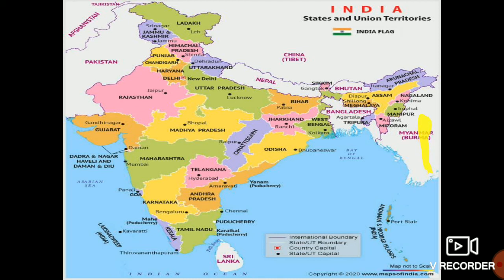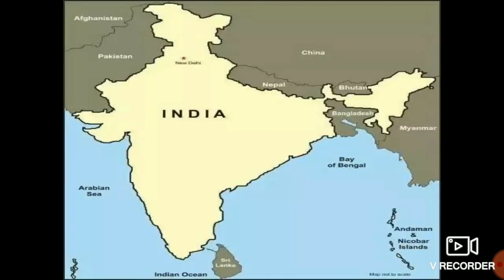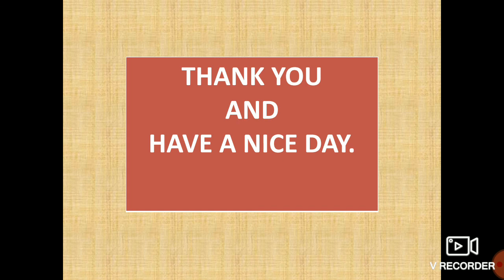If I talk about Myanmar, which was earlier known as Burma, then Arunachal Pradesh, Nagaland, Manipur and Mizoram have common boundaries with Myanmar. Here it is written on the map whatever I have told you. These are the neighboring countries of India: Pakistan, Afghanistan, Nepal, China, Bhutan, Bangladesh, Myanmar, Sri Lanka, and Maldives. Thank you and have a nice day ahead.